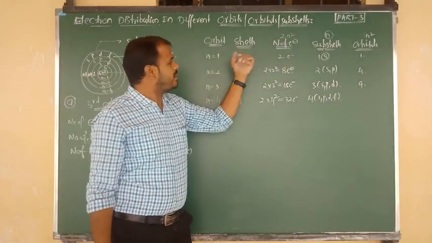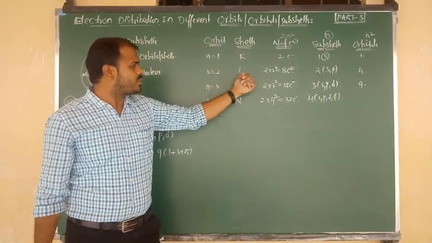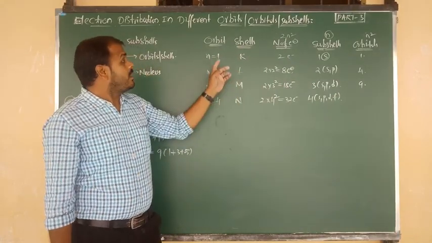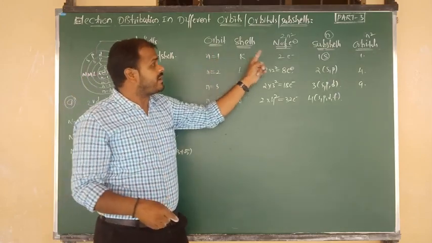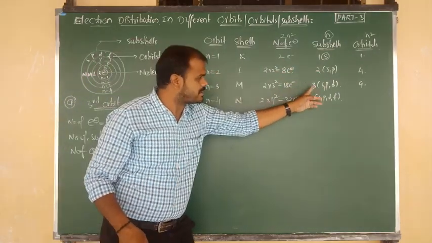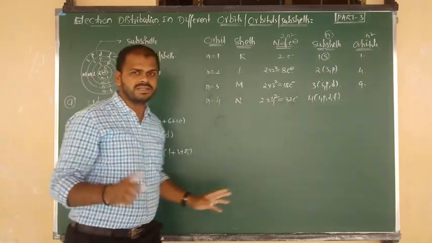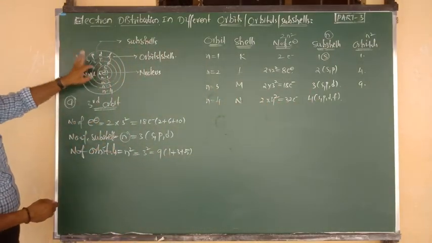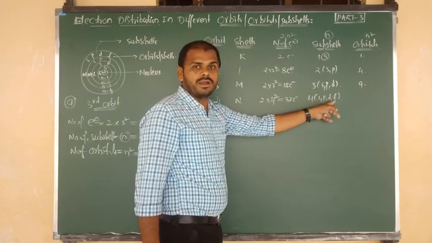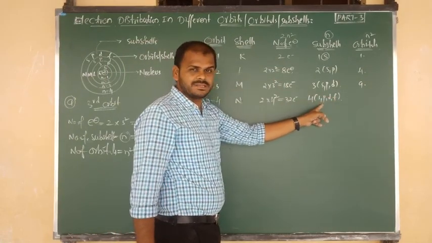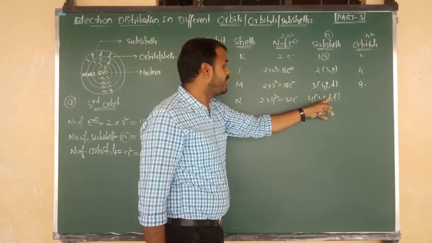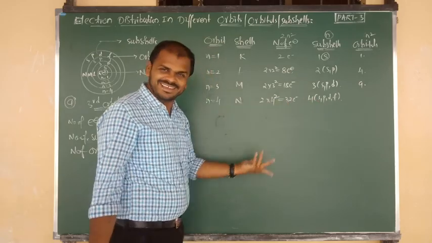The first orbit, n equal to 1, is the K shell, n equal to 2 is the L shell, n equal to 3 is the M shell, n equal to 4 is the N shell. The first orbit contains 1 subshell, the second orbit contains 2 subshells, the third orbit contains 3 subshells, the fourth orbit contains 4 subshells. I have given the same information in the diagram also. F contains a total of 14 electrons, P contains 6, 14 plus 6 is 20, D contains 10, total 30, S contains 2, total 32. The answer is clear.